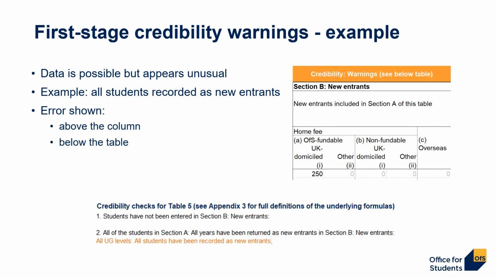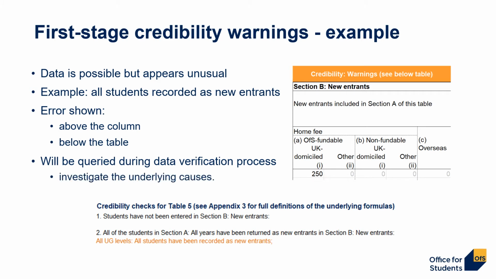Credibility warnings will be highlighted above the relevant column and below the table. Workbooks with credibility warnings will be accepted as submissions, but these will almost certainly be queried during the data verification process, so you should investigate the underlying causes. Submission of what we call initial explanations can help to speed up the verification process. More on this in a moment.